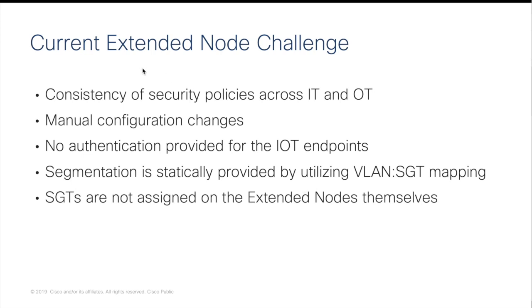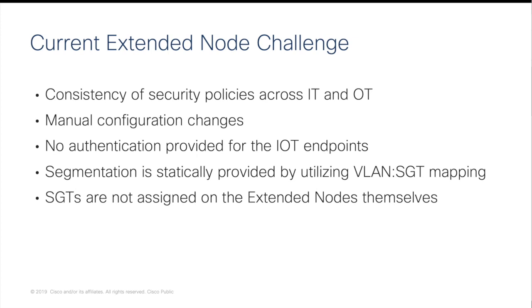So firstly, we're looking at the challenges of the current extended node feature. For one, maybe a lack of consistency of security policies across IT and OT. Hard to reach IoT switches can cost a lot of money to make any manual configuration changes. There's no authentication provided for the IoT endpoints today. And VLAN assignment is handled manually via CLI on the industrial Ethernet devices.